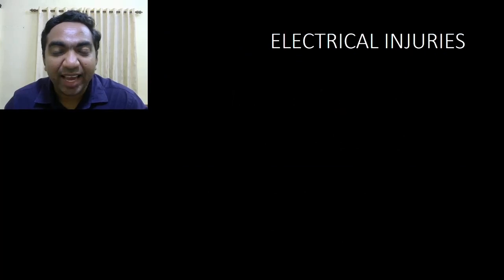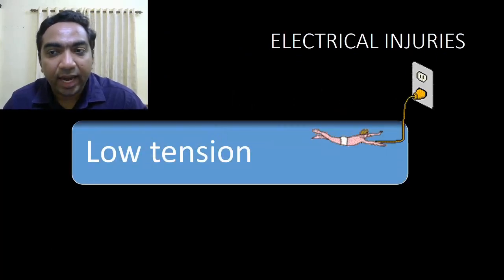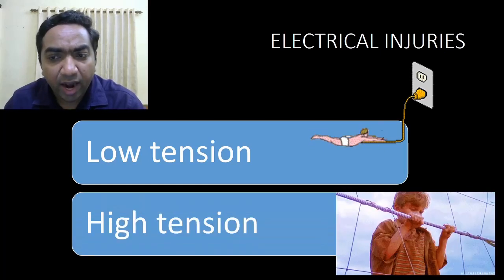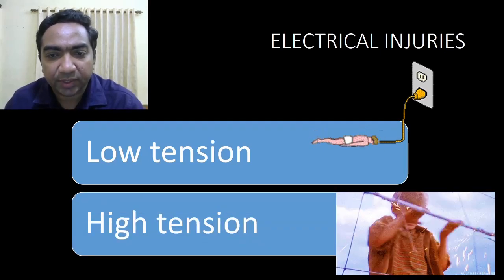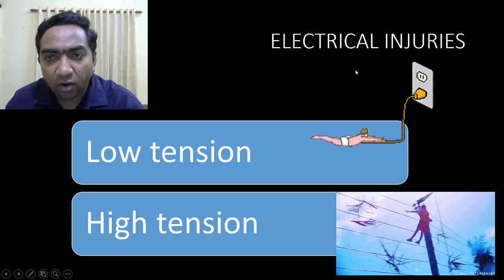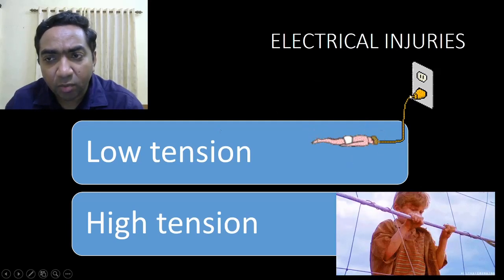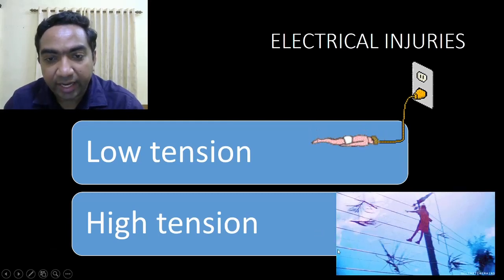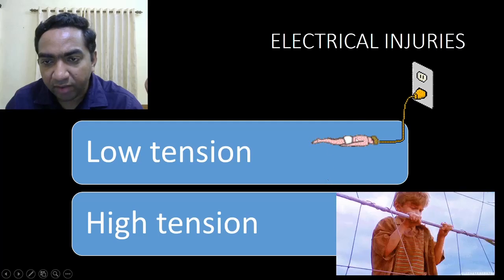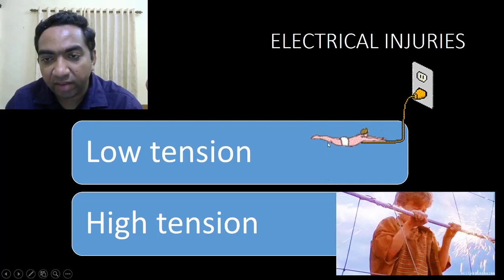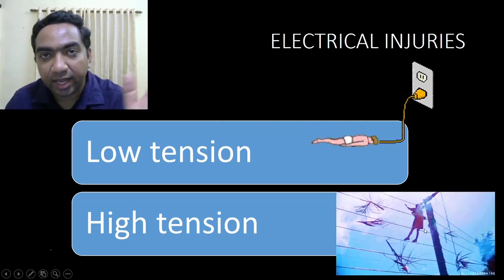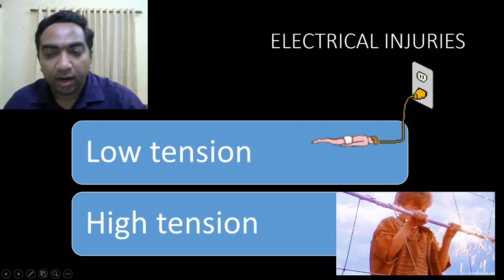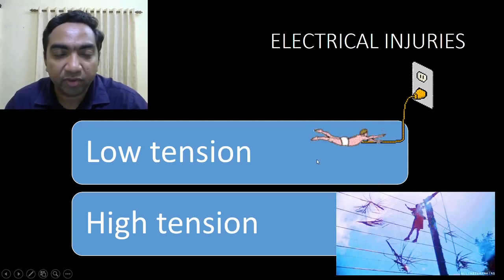First we come to the electrical injuries. The electrical injuries can either be a low tension injury or a high tension injury. Low electric tension can be due to the domestic appliances, and high tension can be due to the wires or lightning. In one we can see the tetany and the patient is not going away from the wire, and in the other the patient falls away from the high tension wire. So these are two types of electrical injuries.